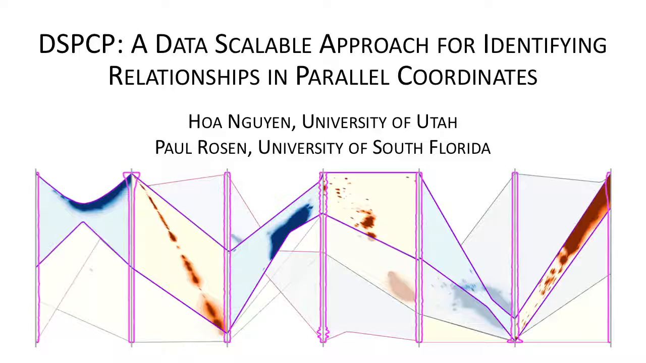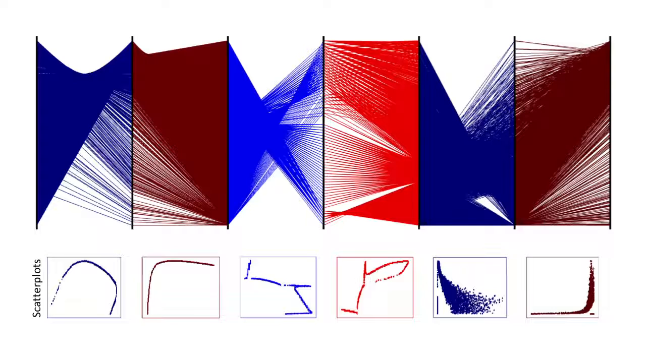DSPCP, a data scalable approach for identifying relationships in parallel coordinates. A number of challenges exist when using standard parallel coordinate plots. Take the first two dimensions, for example. The overlapping lines of these two dimensions makes interpretation difficult.